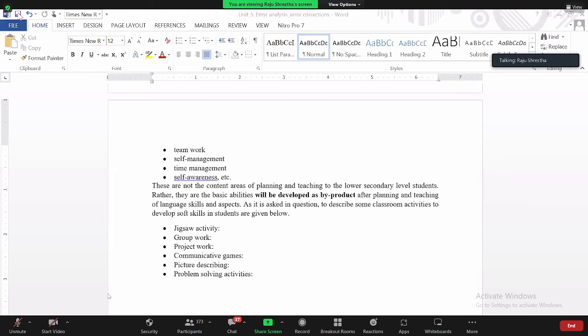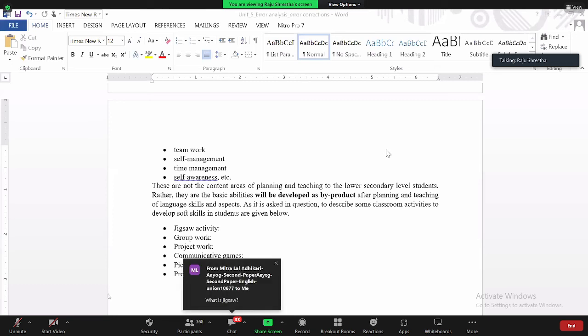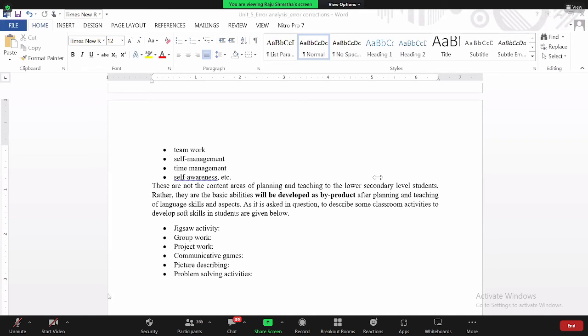Class for this community activity and resources. We discussed a lot about jigsaw activities, project work, communicative games, and picture describing in unit 2. Unit 2 is about English language teaching. Overall in unit 2, what do you teach in English? I teach four skills and four aspects. I have also prepared unit 2 in question answer form.